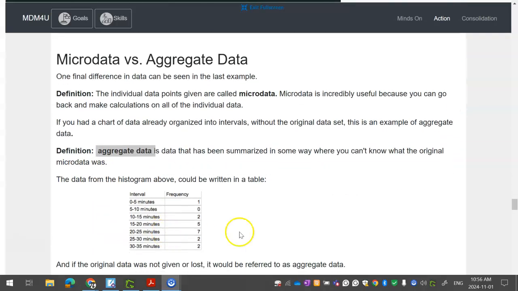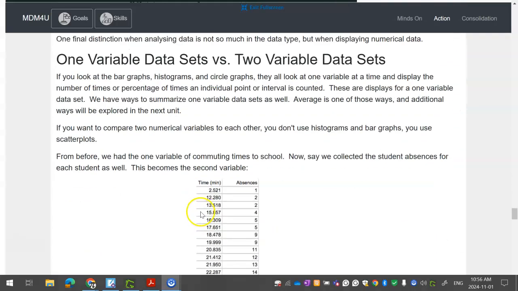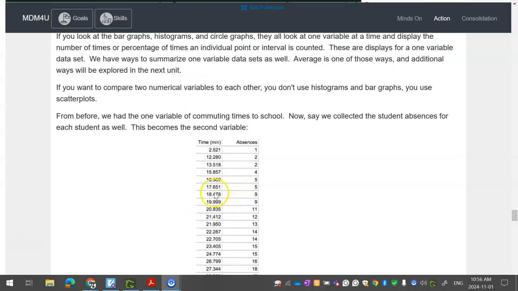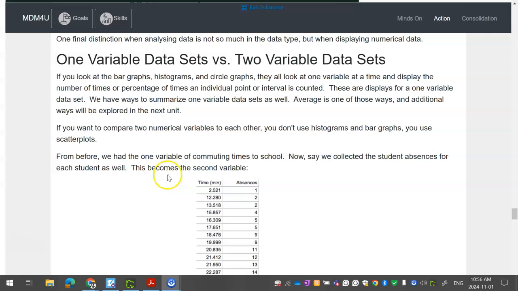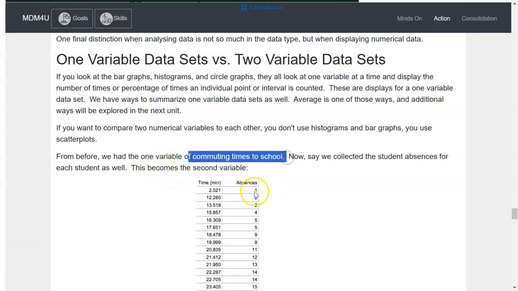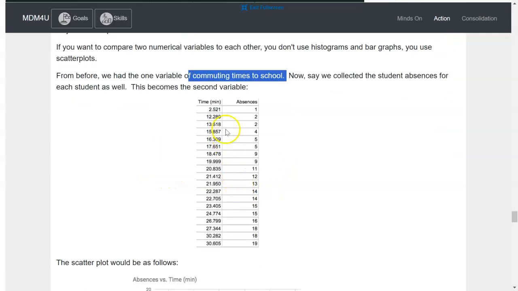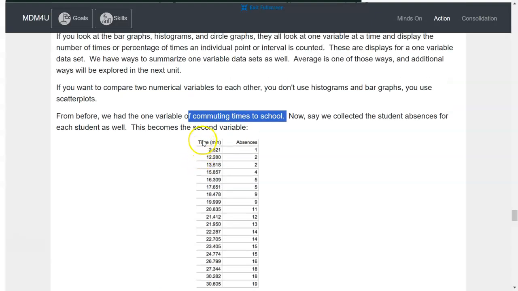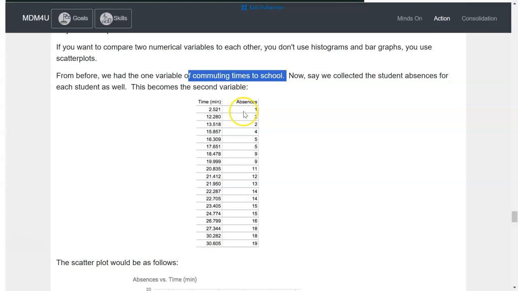Anyway, I think I left off here at 1 versus 2 variable data. What you're looking at here is time versus absences. This is the amount of time it takes to get to school versus absences. Someone's trying to do a study on how long it takes you to get to school versus the number of absences. If you're going to compare these two things, that's called 2 variable data. You're looking at this versus that. That's what we're going to do in our project.